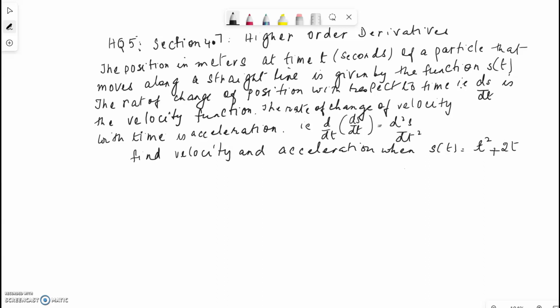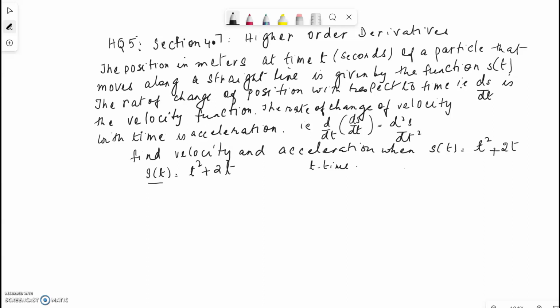In this problem, we'll use higher order derivatives to solve problems related to velocity and acceleration. Now, s of t is equal to t squared plus 2t. Here t is time and s is the position of an object. Its position depends on time, or in other words, the position is a function of time.